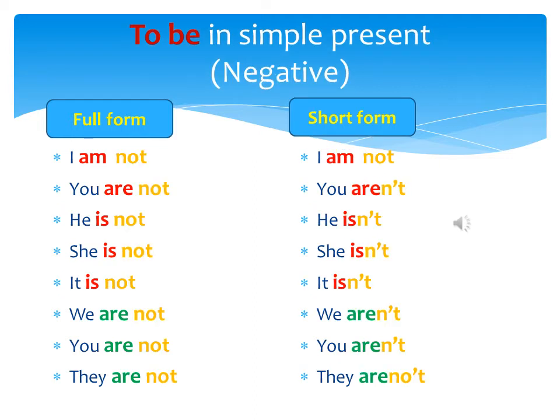Now we're going to move to the second case, which is to be in simple present tense in the negative form. It's the same. We have the full form again and short form. For the full form, we say I am not, you are not, he is not, she is not, it is not, we are not, you are not, they are not. For the short form, it's like the one we use when we are speaking. We say I'm not, you aren't, he isn't, she isn't, it isn't, we aren't, you aren't, they aren't.